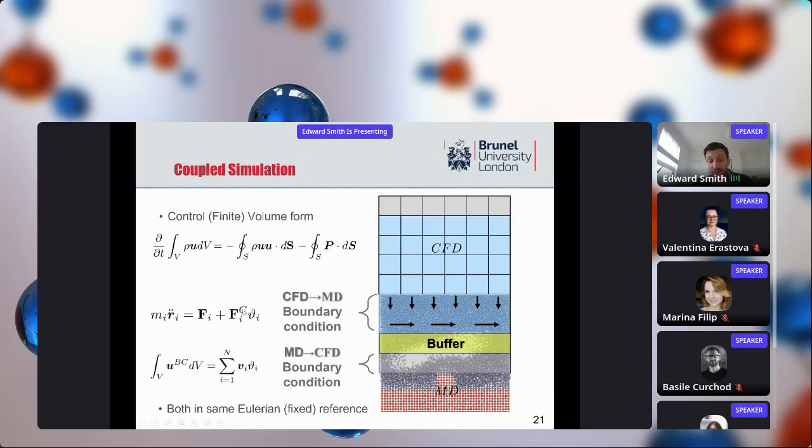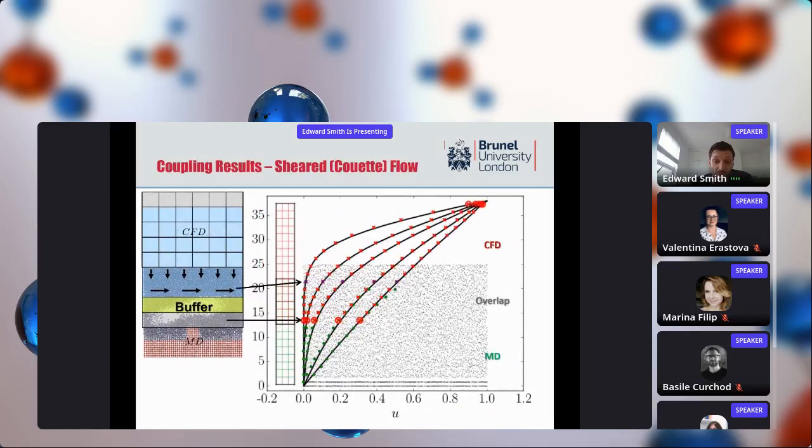And we can average the velocity in a control volume here in order to get the bottom boundary. And they're both now written in the same fixed reference frame. So this is nice because it allows us basically to take the system and evolve it as if it's a single coupled system. So this is an example of what's known as Couette flow. But you can think of this as just being the top boundary, a flow in the fluid. So the CFD region has some flow and it drags the entire system.